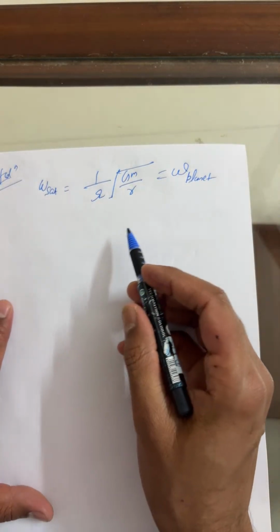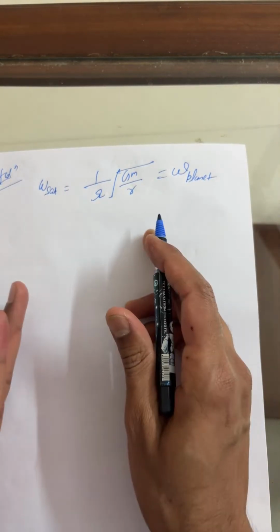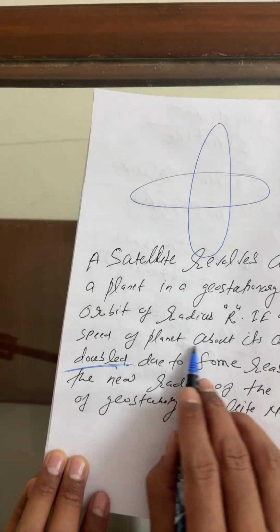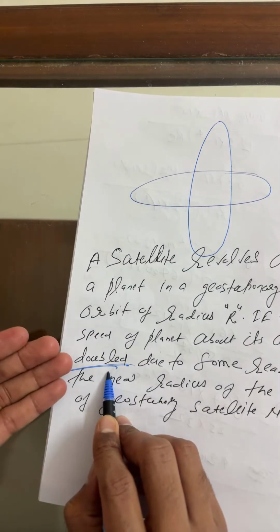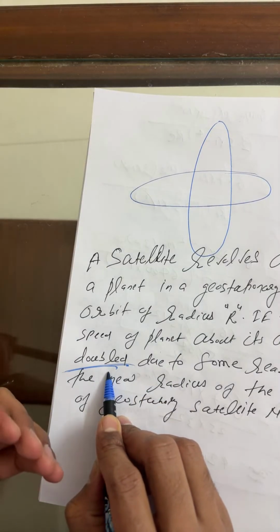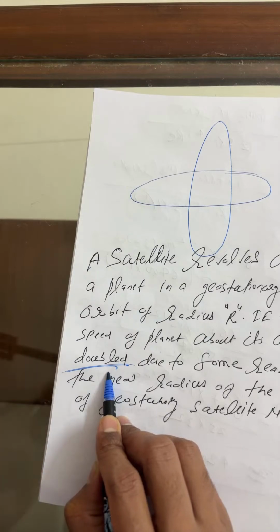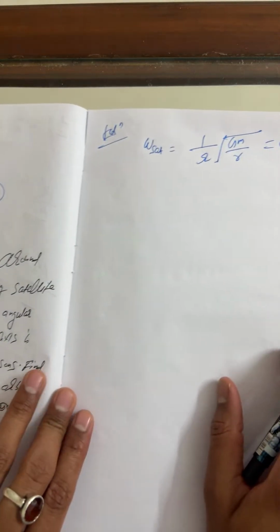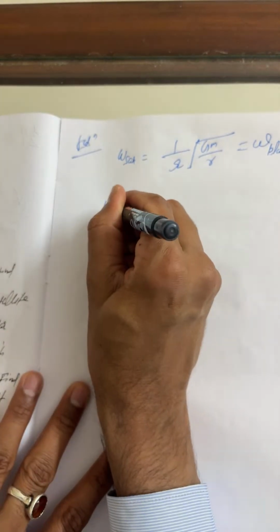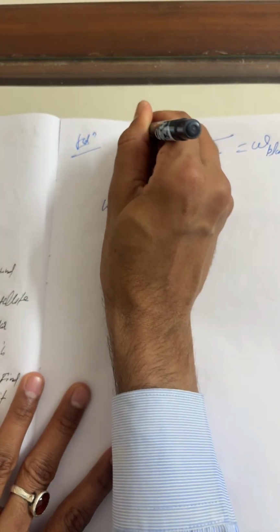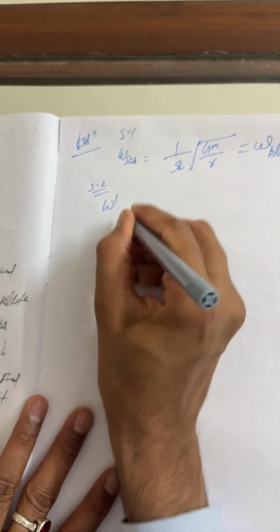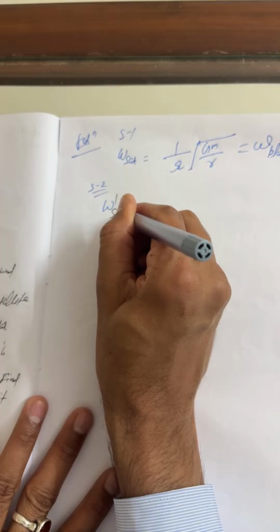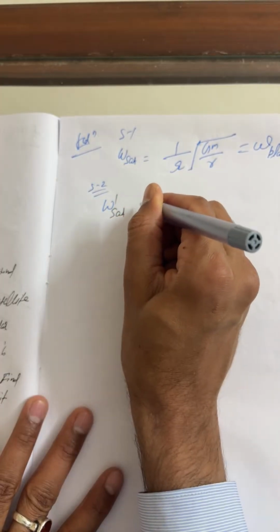The question mentions that if the angular speed of a planet about its axis is doubled, what changes? For this condition, what can we write? This is step one, and this is step two, where omega prime is for the satellite.